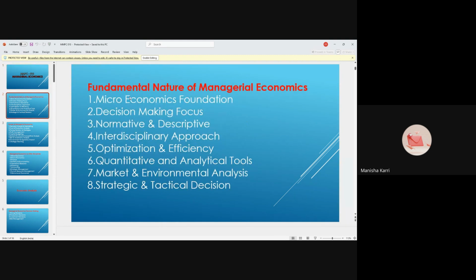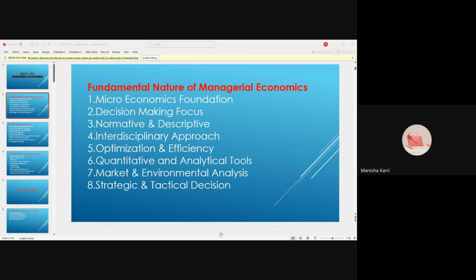So, what is the fundamental nature of managerial economics? Generally, the fundamental nature of managerial economics can be understood through its core principles, like you can see in the PPT. Microeconomic foundations, which means managerial economics is grounded in microeconomic theory. It focuses on the behavior of individuals and firms in making decisions regarding the allocation of limited resources, which is the microeconomic foundation.